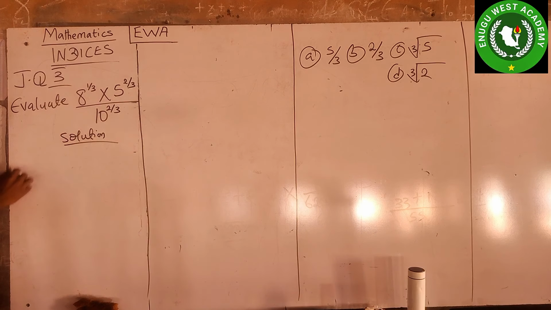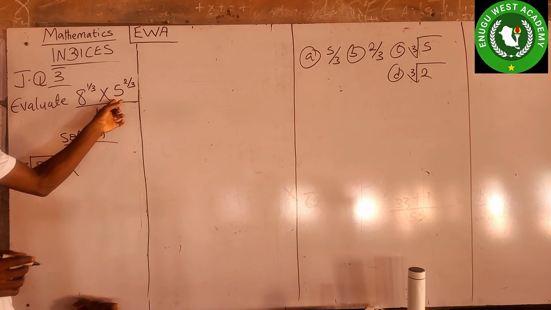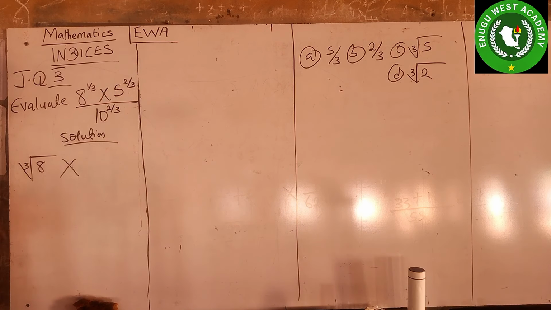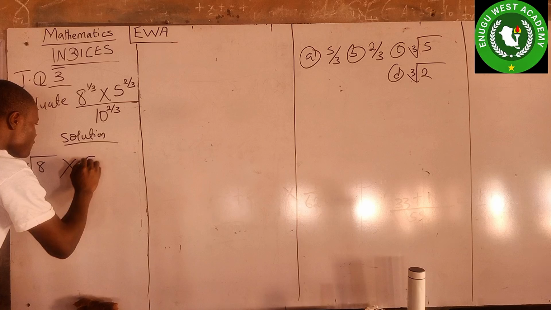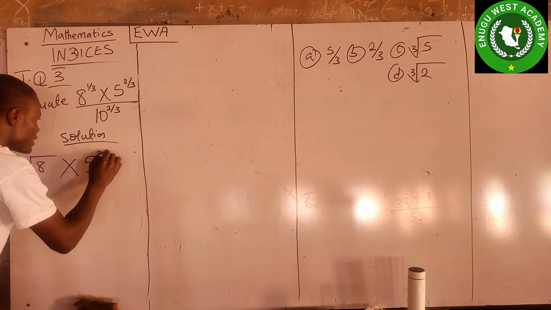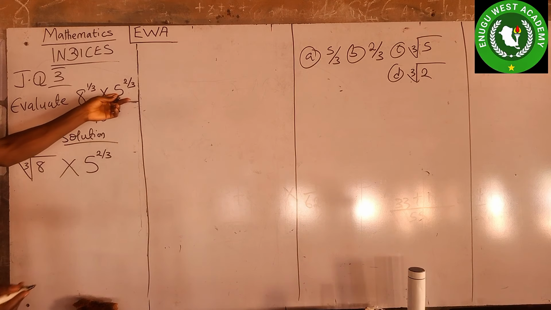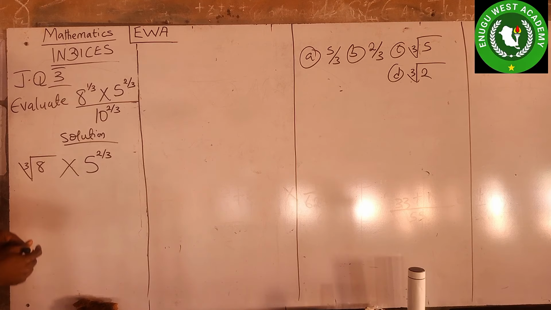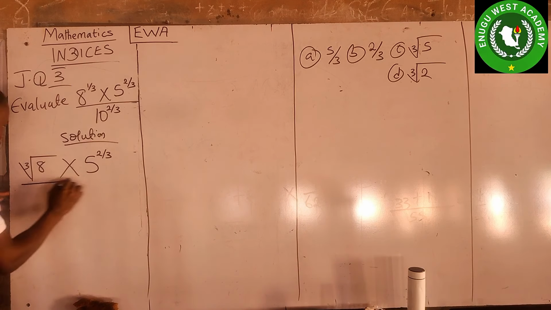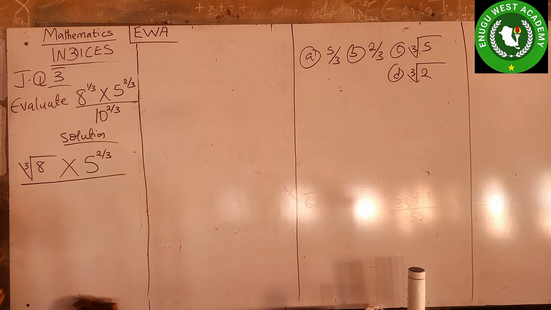Cube root of 8. We have cube root of 8 times... Now, but we don't have cube root of 5. So we will still maintain 5 raised to power 2 over 3. And also, there is nothing we can do to split 5. 5 will always remain 5. So we're going to have equals to... Now, we have 10 raised to power 2 over 3. But we don't have cube root of 10.